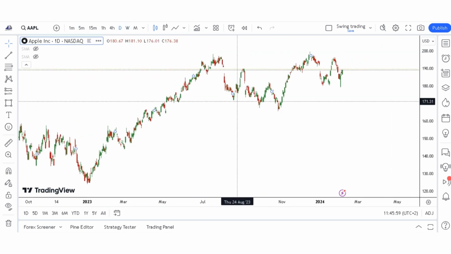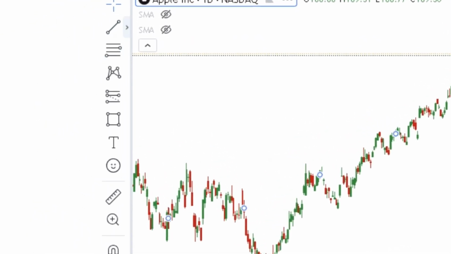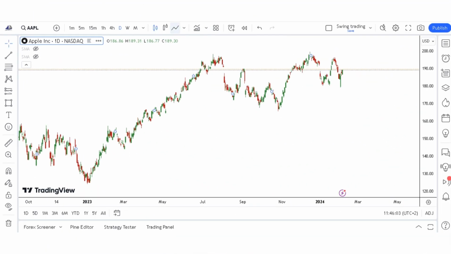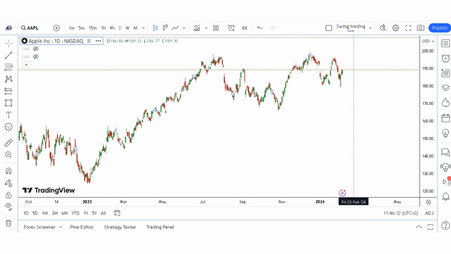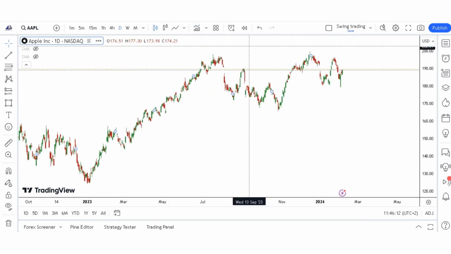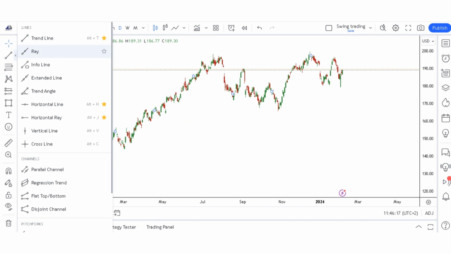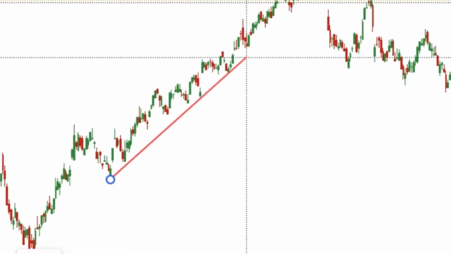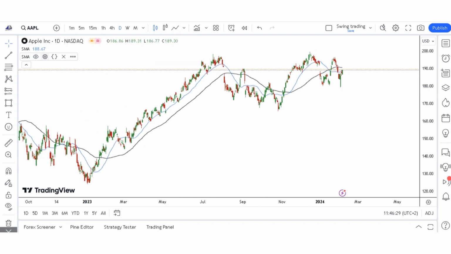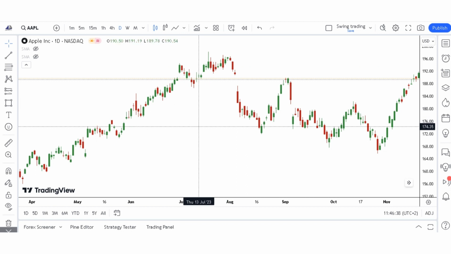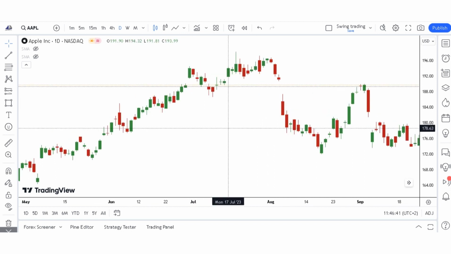We can also use various tools and indicators to enhance our analysis and interpretation of the charts. These tools and indicators are mathematical formulas or algorithms that are applied to the price data to generate additional information and signals. For example, we can use trend lines, which are straight lines that connect the highs or lows of the price to show the direction and angle of the trend. Moving averages, which are lines that show the average price over a period of time to smooth out the price fluctuations and show the support and resistance levels.